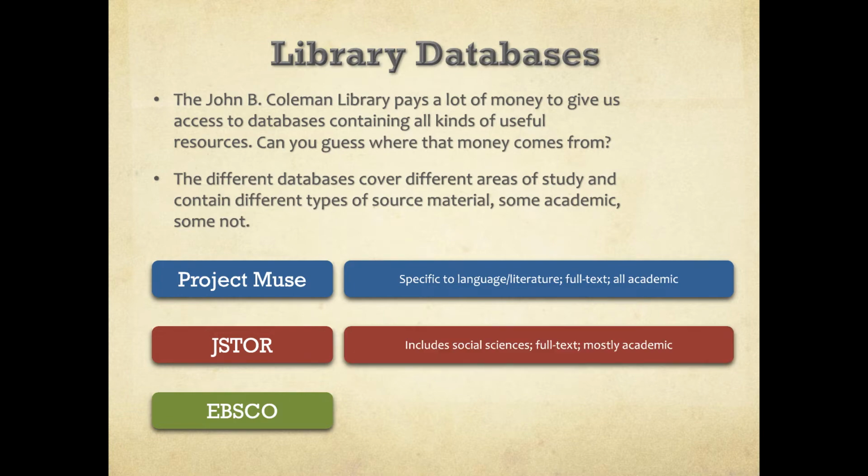JSTOR is another really good source. It's a little bit broader in the sense that it covers a lot of the social science disciplines, so it's not specific to language and literature, but it does provide a lot of source material from sources that deal with language and literature. It's also full text, so everything in there is going to be full text. And JSTOR is mostly academic. It does provide source material from some other types of sources, but most of the material there is going to be academic. So we need to be a little bit careful and make sure that we're accessing the right kind of sources.